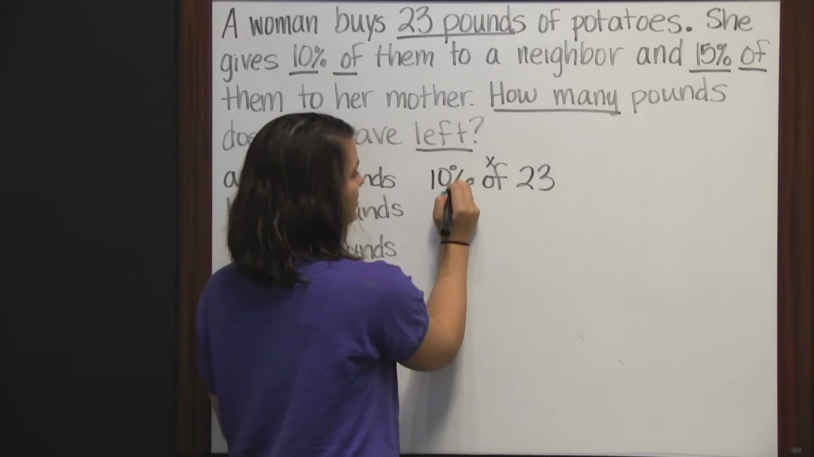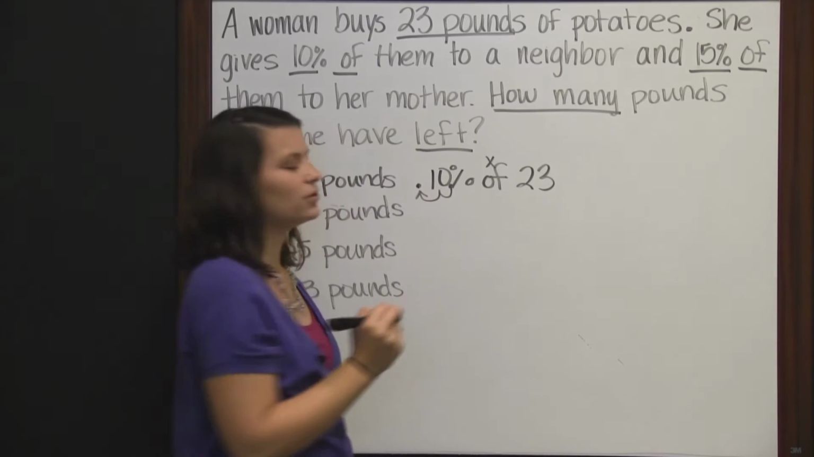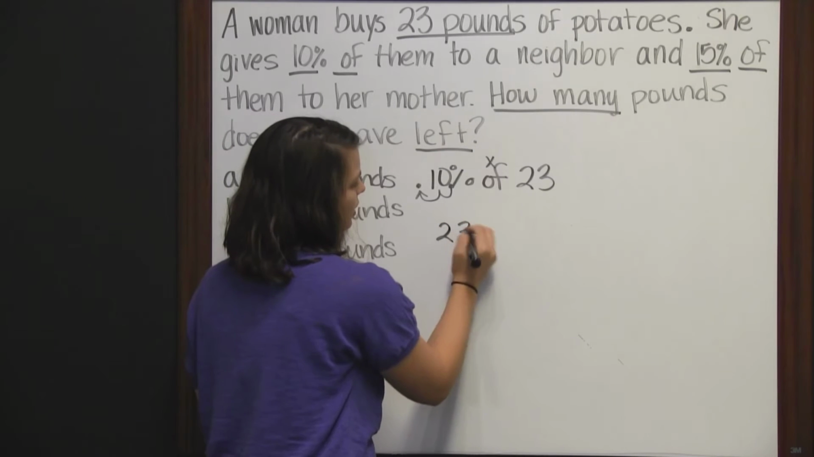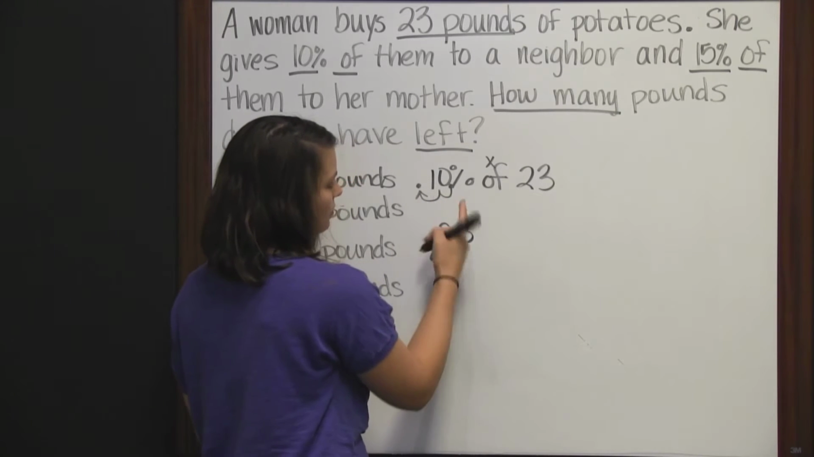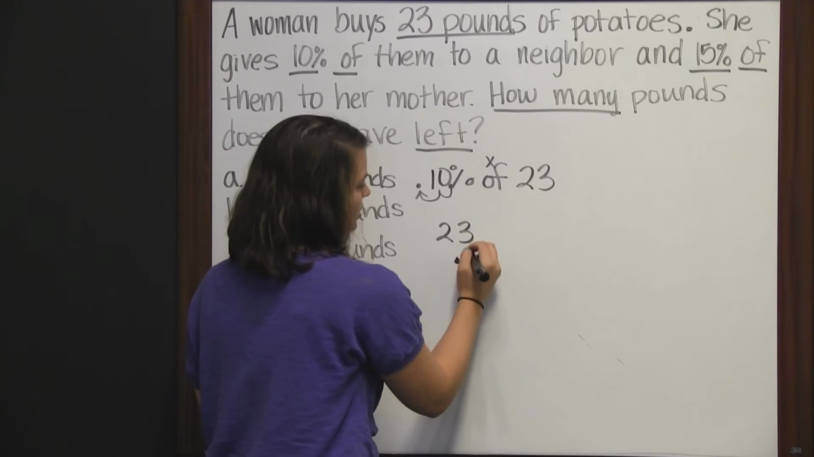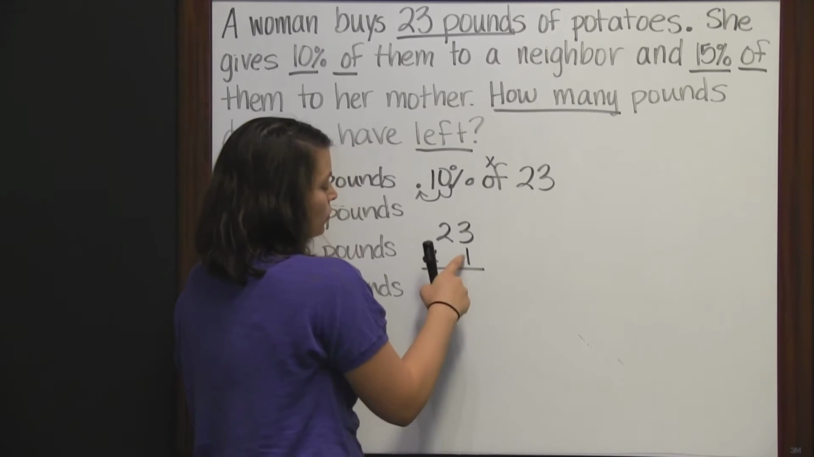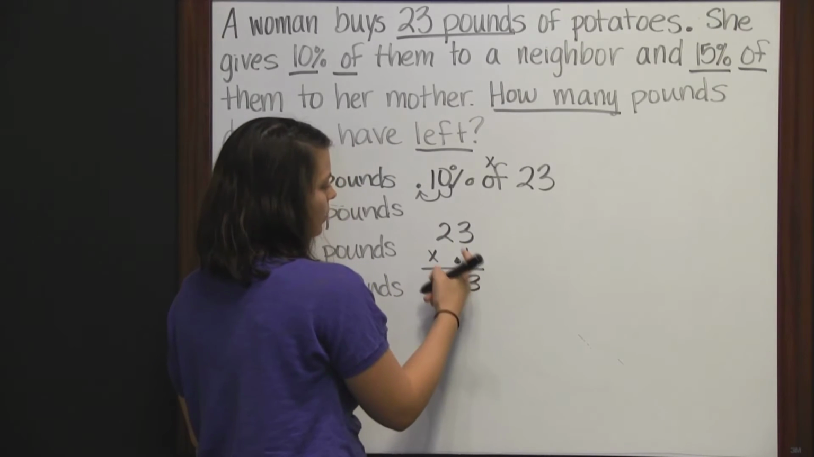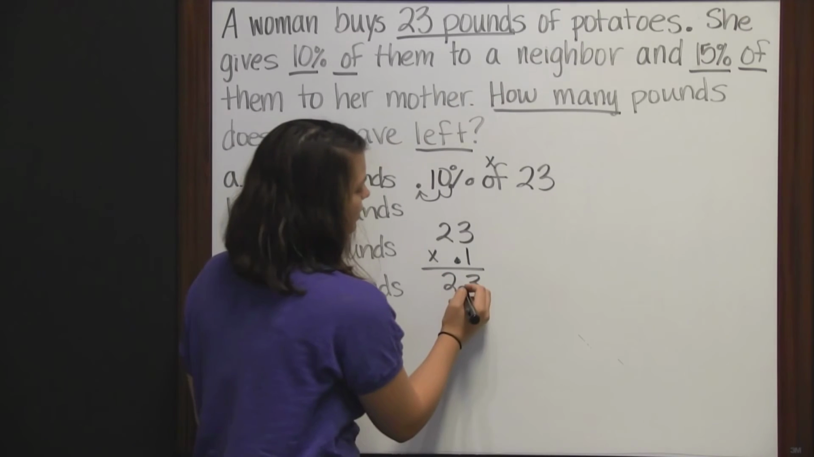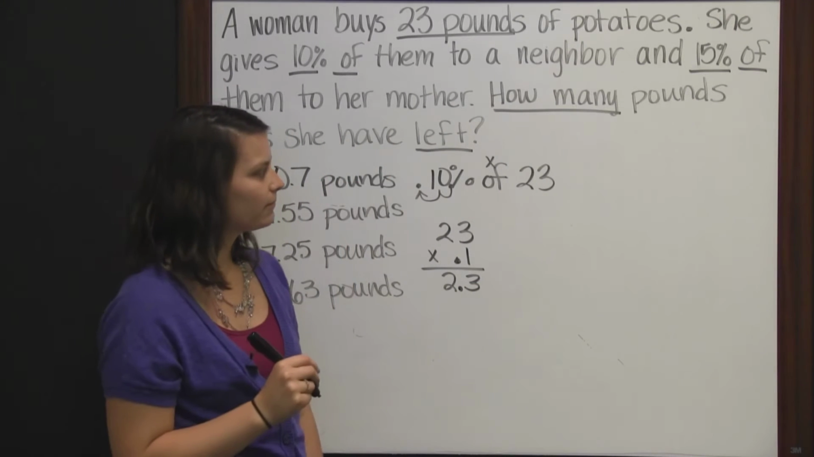But first, we have to take our percent and change it to a decimal. So we move the decimal 2 places over. Now we can multiply 23 times 1/10 or 10 hundredths, and those are the same. So I'm just going to multiply times 1/10. 1 times 3 is 3, and 1 times 2 is 2, with 1 number behind the decimal. So that's 2 3/10 pounds that was given to the neighbor.